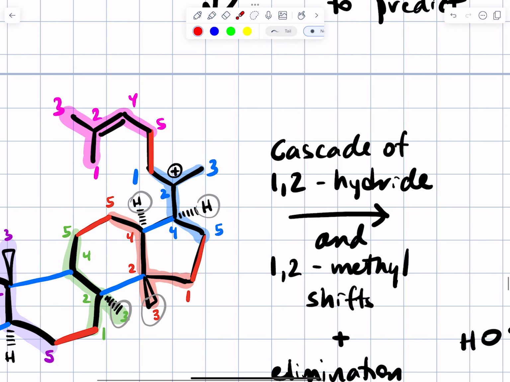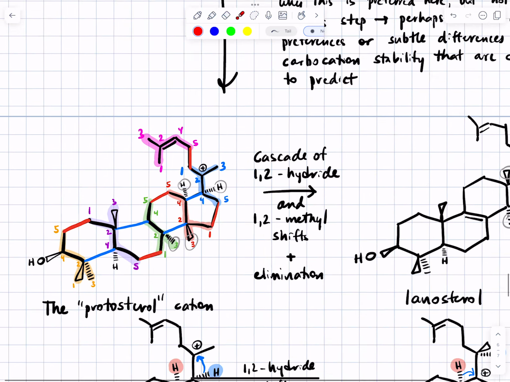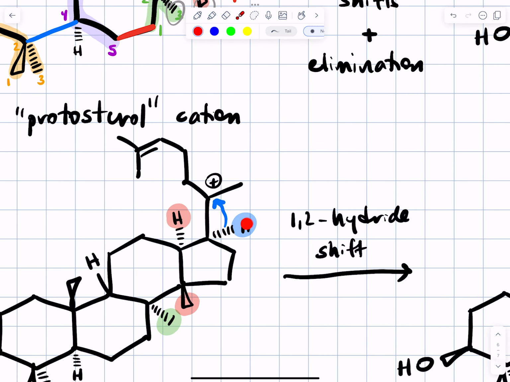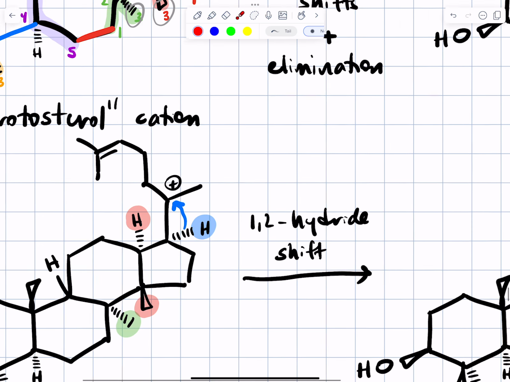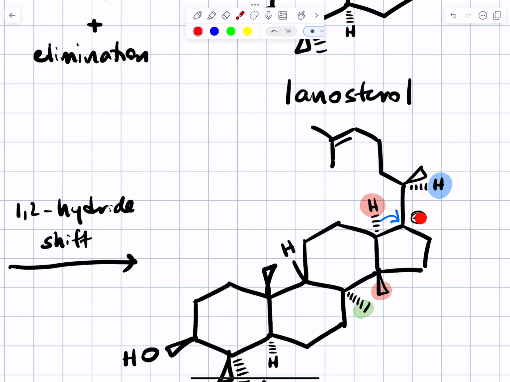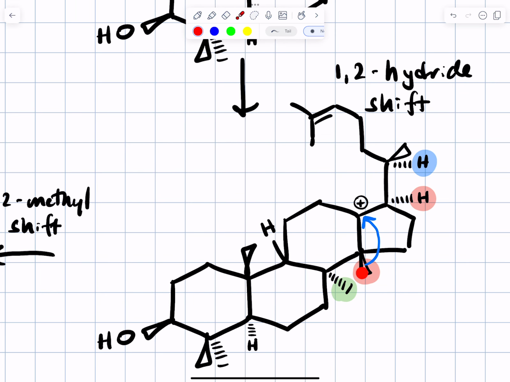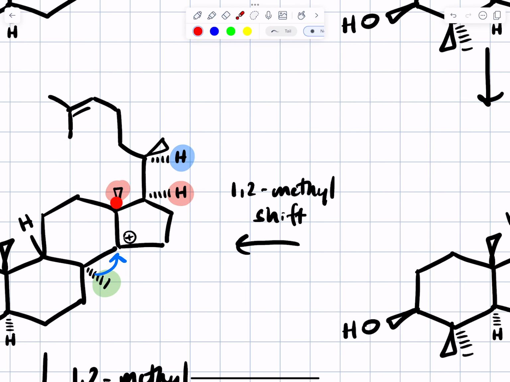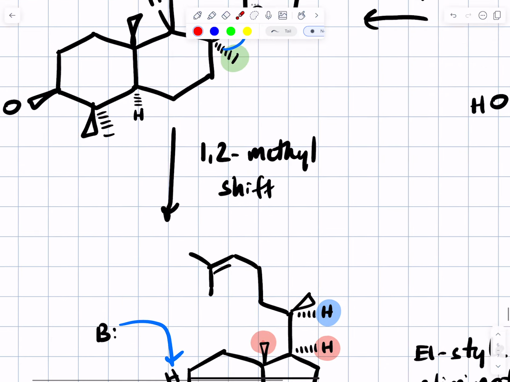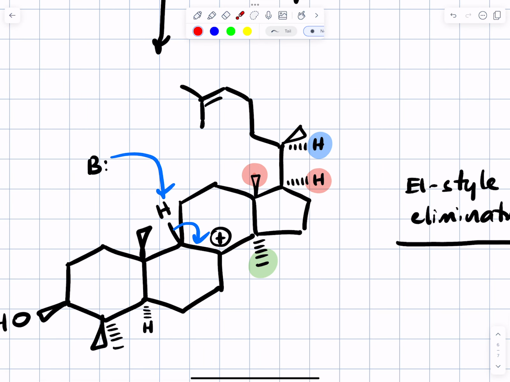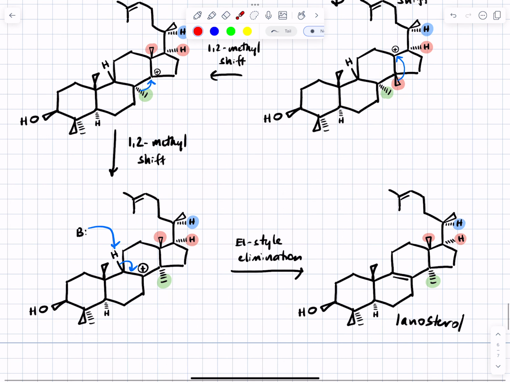Actually, we'll just go through this step by step. The proton I've highlighted in blue leans over in a 1,2 hydride shift. That now puts a positive charge on this carbon. The proton in red from the red isoprene unit leans over, 1,2 shift. That moves the positive charge to this carbon. The methyl group in red leans over, 1,2 methyl shift, with stereochemistry preserved. That puts the positive charge here. Another 1,2 methyl shift moves the carbocation here, and then you can finally do the elimination step to get lanosterol.